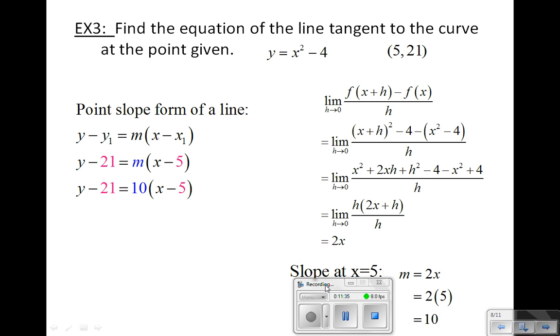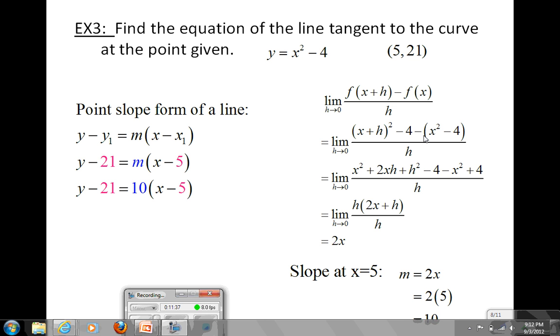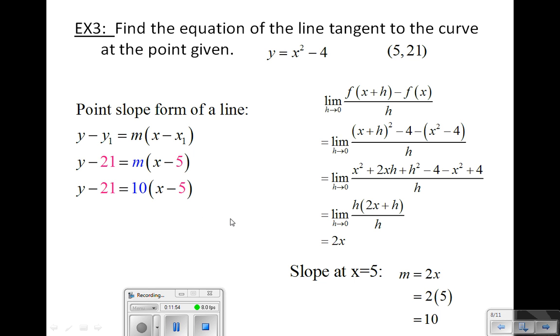Well, over here on the right, I went ahead and used my difference quotient, same as always, do the whole process. I got 2x. Remember, 5 is the x value, so we're looking for the slope when x is 5. I go ahead and plug 5 in, and now I get a slope of 10. So I plug my 10 in, I've got my equation of a line.